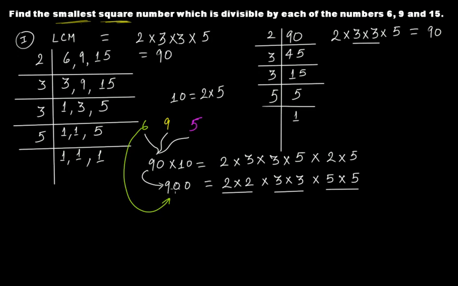That is, 6 is a factor of 900, 9 is a factor of 900, and 5 is a factor of 900. Why? Because 90 is the least common multiple of 6, 9 and 5, and 900 is itself the multiple of 90. Therefore, 900 will also be divisible by 6, 9 and 5. And that's what it's asking. Smallest square number. So 900 is the smallest square number which is divisible by each of the numbers 6, 9 and 15.